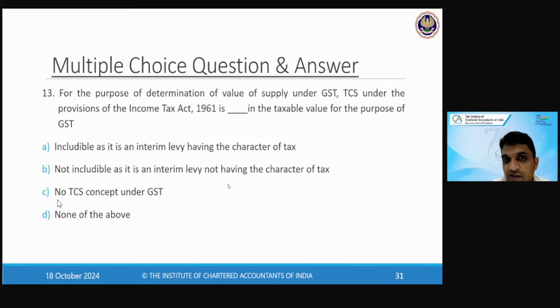Anmol, don't worry. This is just to relax your brain. In exams, you will not get such questions where two answers are correct. It's only over here you're getting two correct answers, but in exams you'll have only one correct answer.